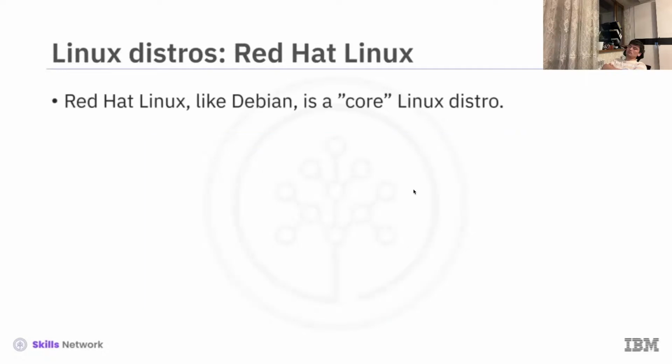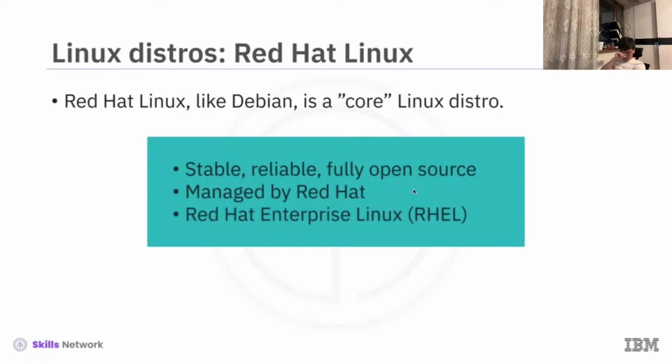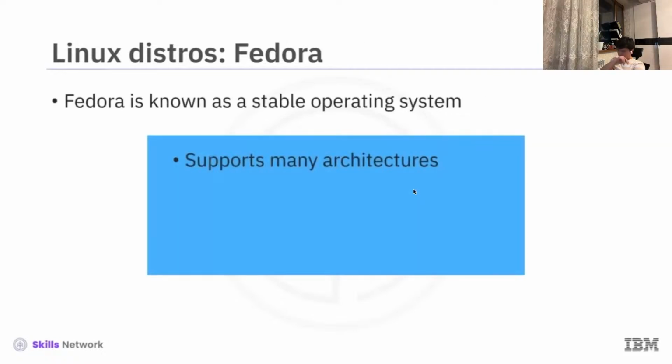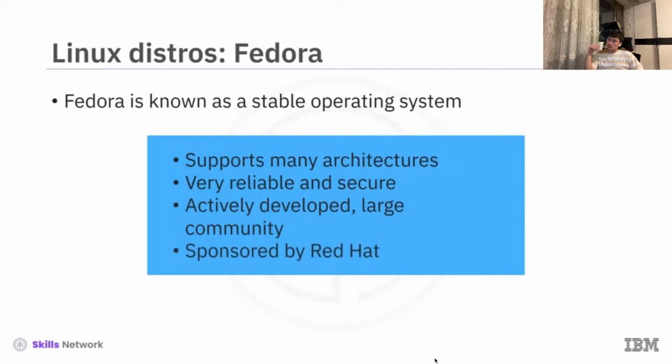Red Hat Linux, like Debian, is a core Linux distro, meaning that it is not derived from another Linux distro. Red Hat is known for being stable, reliable, and fully open source. It's managed by Red Hat, an IBM subsidiary. Today, it ships as Red Hat Enterprise Linux, or RHEL, an edition focused entirely on enterprise customers. Next is Fedora, which is known as a stable operating system that supports many architectures. It's also very reliable and secure, offering unique firewall and security features. It's actively developed with a large and growing community, and it's sponsored by Red Hat.